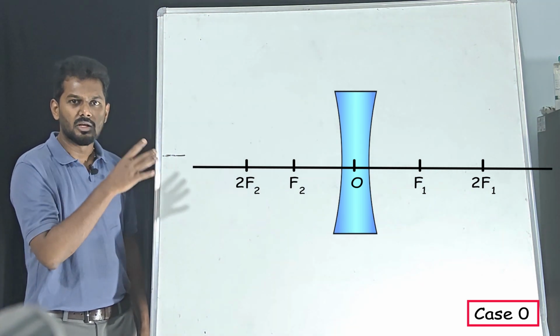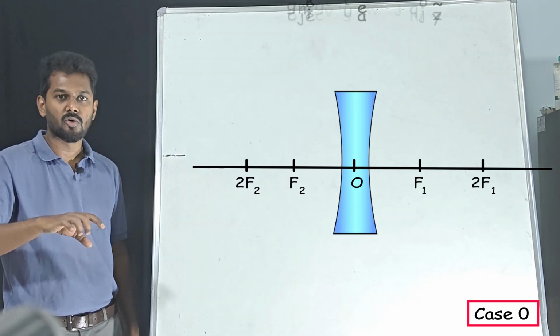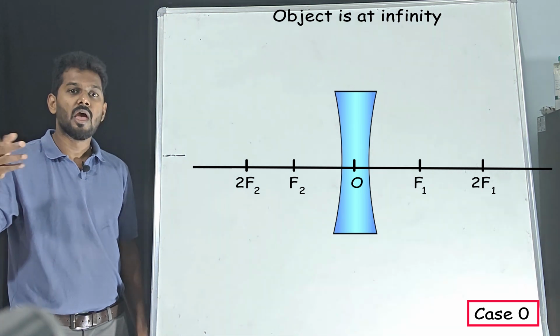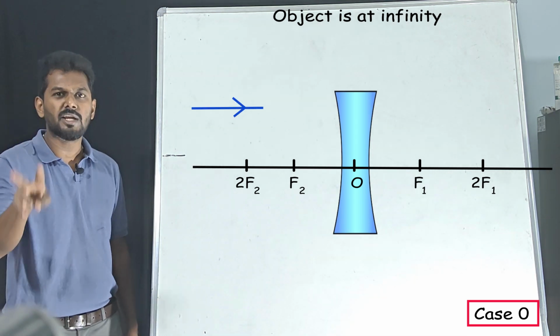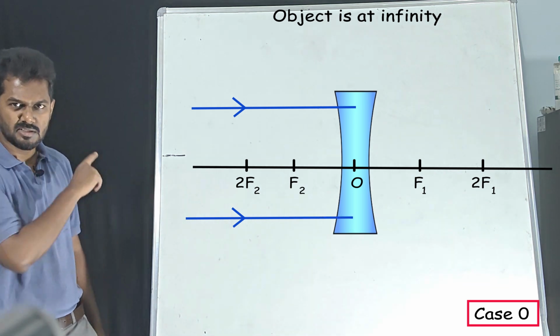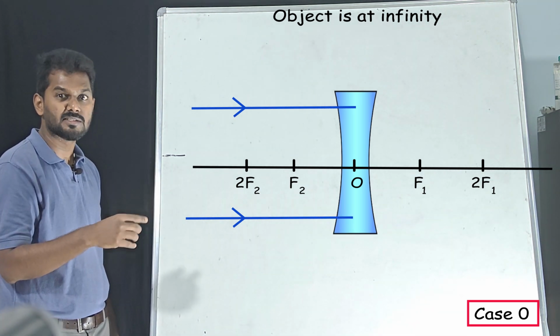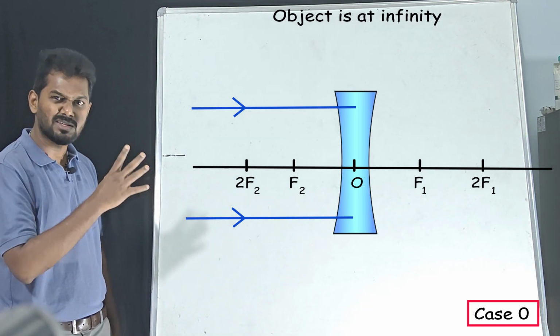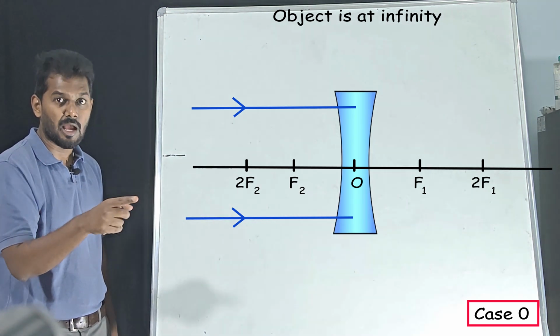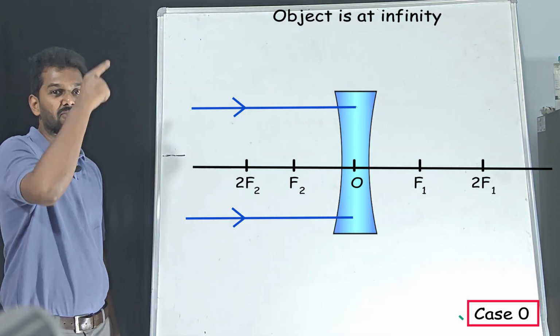Once you know this one, the next thing is the first case, case 0, when the object is at infinity. When the object is at infinity, only two possible rays we have, both parallel to the principal axis, exactly like this. We know if it is parallel to the principal axis, in a convex lens it converges, correct? But in this case, a concave lens, it diverges.